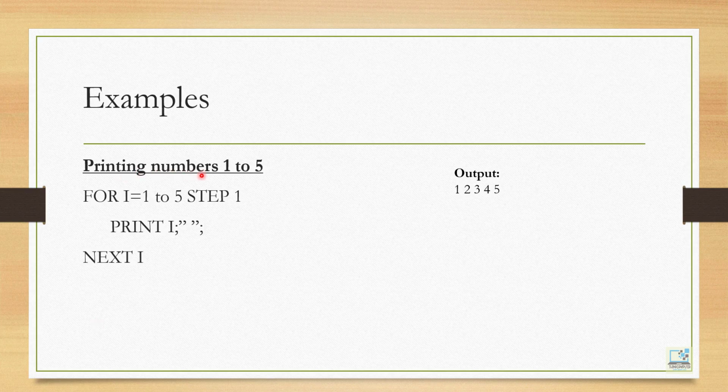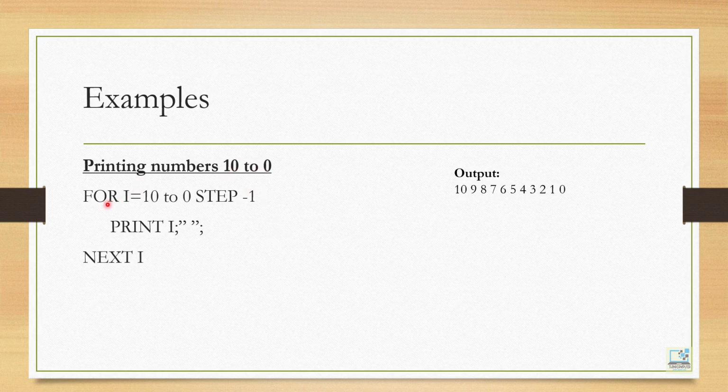Next, see printing numbers 1 to 5. I have written FOR I equal to 1 to 5, STEP 1, PRINT I, and this is a space for giving spaces. So when I am printing I, it will print the value of I, which starts with 1 and goes till 5. So it will print 1, 2, 3, 4, 5. Remember that STEP 1 is optional. If I don't write STEP 1, then also the step is 1 only. By default the step value will be 1.